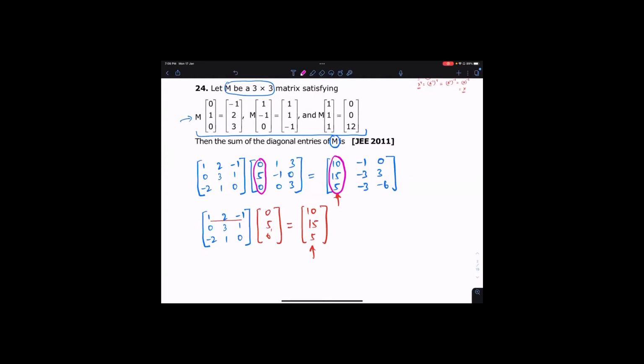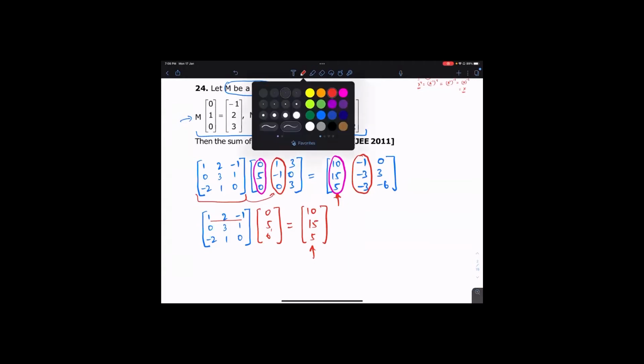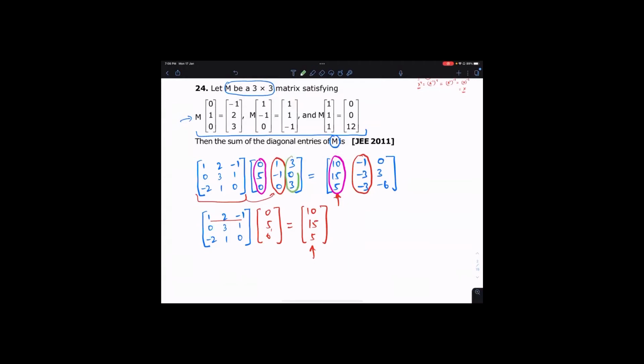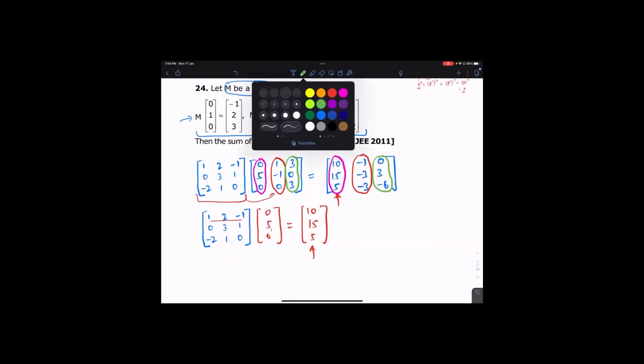And this column will give the second one. That means when you multiply the whole matrix with the second column, it will give you the second column on the right hand side. If you multiply the whole matrix with the third column, you will get the right hand side third column. That is the essence of this question.